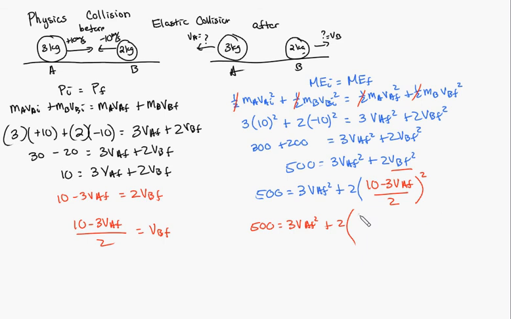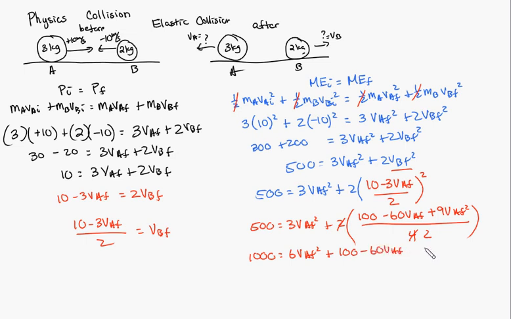So 10 times 10 is 100. 10 times negative 3 is negative 30, but we do it twice, so negative 60 VAF. And then negative 3 will multiply itself, so you get positive 9 VAF squared. Square the bottom, 4. Multiply, and then we could reduce this one to 2. Multiply everything by 2, so 2 times 500 is 1,000. 2 times 3 is 6. Then we just write this one out. 100 minus 60 VAF plus 9 VAF squared.